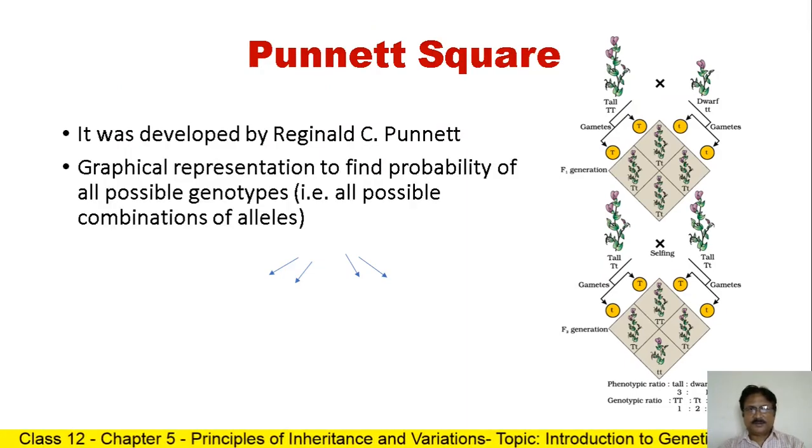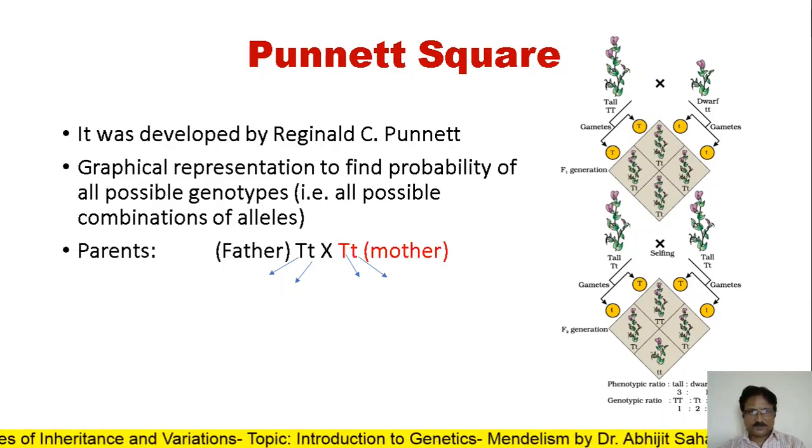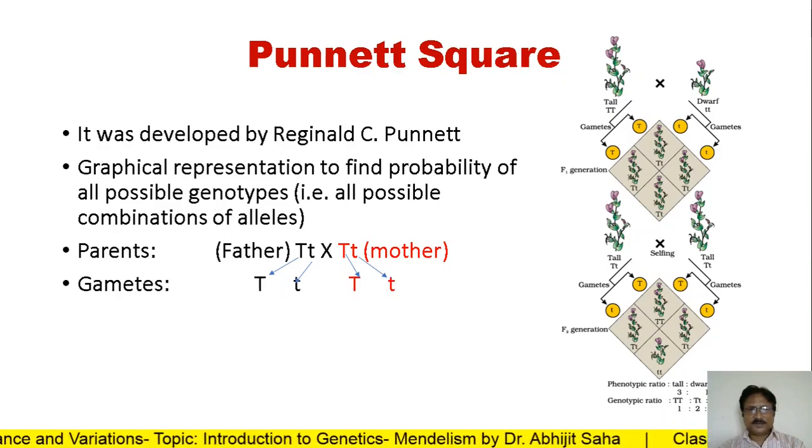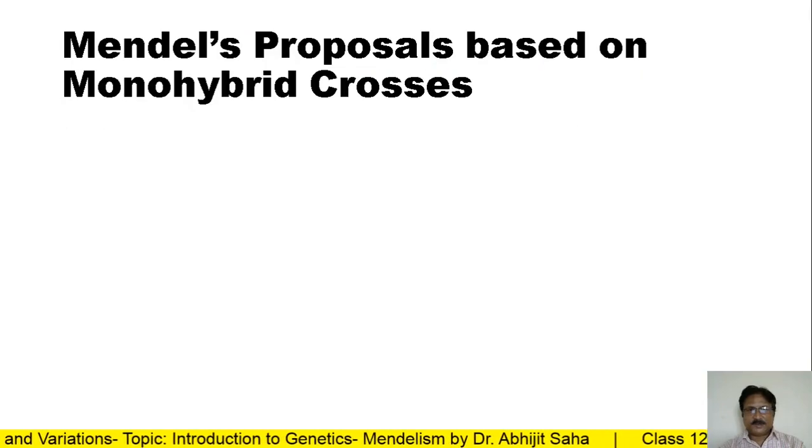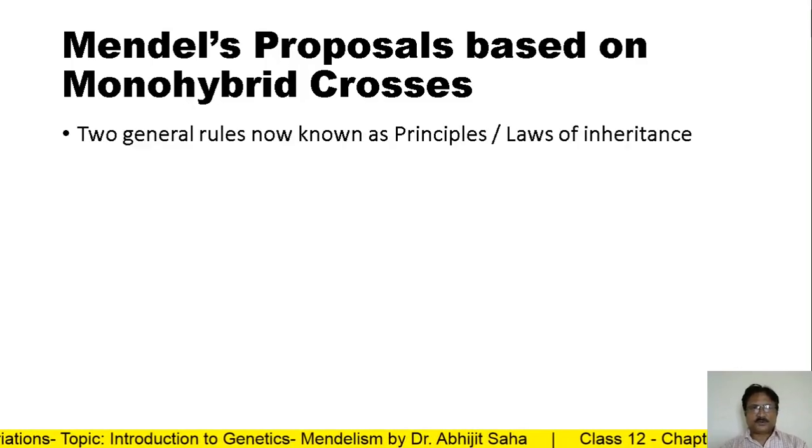The Punnett square, which I have just discussed, was developed by Reginald C. Punnett. What is a Punnett square? This is a graphical representation to find the probability of all possible genotypes. As we have just discussed, through this we can plot the possible genotypes. We have also discussed in the case of the tall plant how the gametes are formed, segregation occurs, and what happens in random mating. Now, Mendel's proposal based on the monohybrid cross.